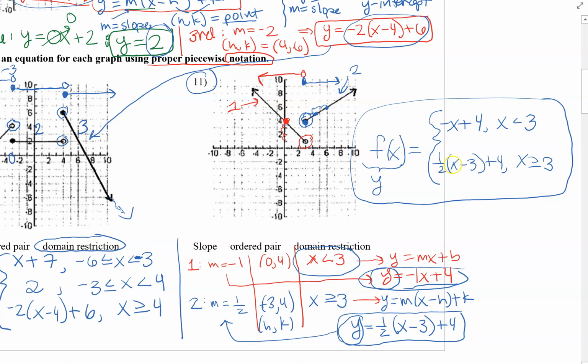So this would be our answer for number 11 when you put it all together. And I actually like when students leave their HK form like this, because then it's really easy for me to spot a point on that line and the slope. So it's okay to leave it in this form for your answer.